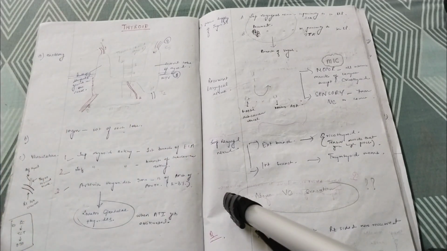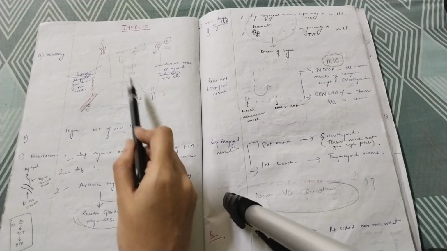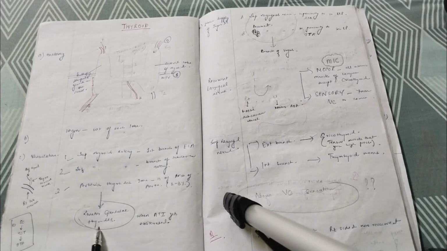Now there is one clinical correlation in this. If the arteria thyroidea gets obliterated, it leads to a condition called levator glandulae thyroideae. Okay. Now come to the venous supply of thyroid gland.